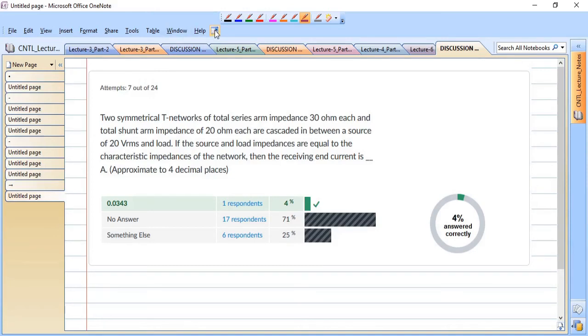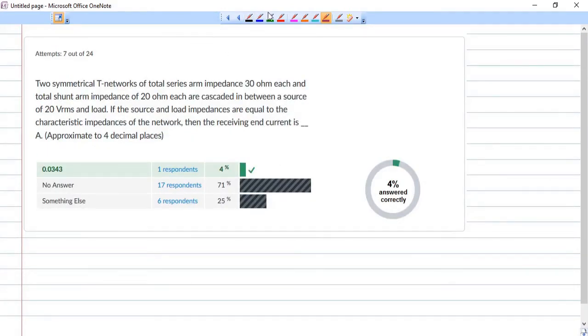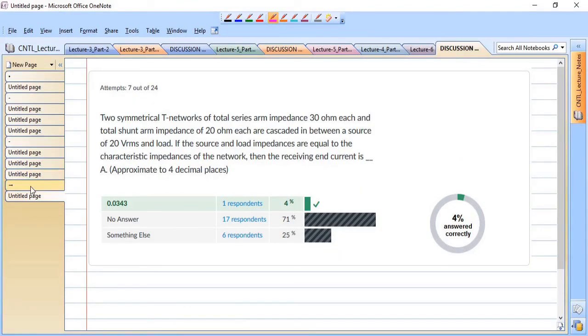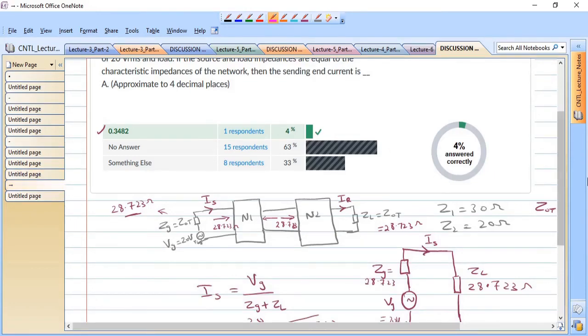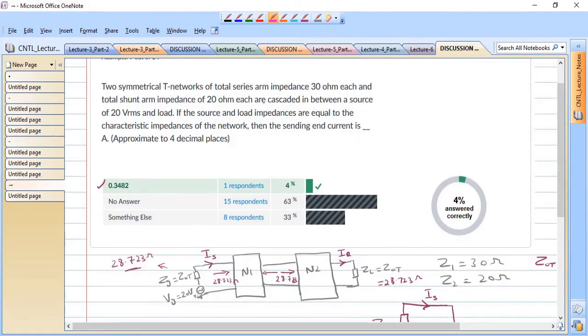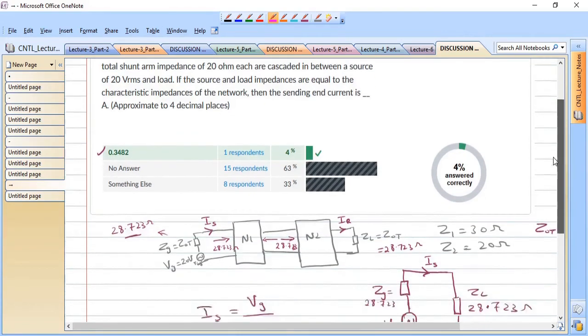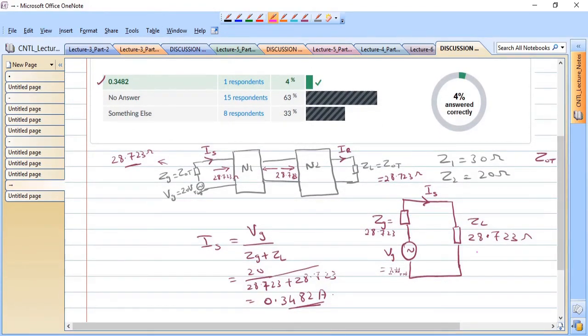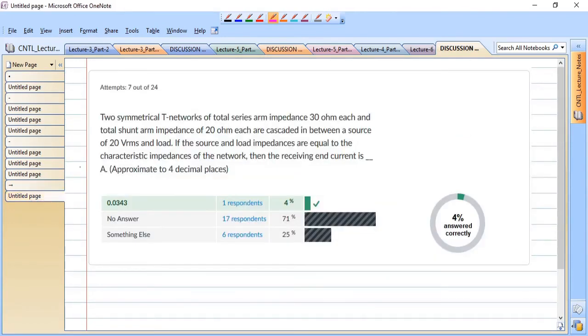The last question is: two symmetrical T networks of total series impedance 30 ohm each and total shunt arm impedance 20 ohm each are cascaded in between a source of 20 volt RMS and load. If the source and load impedances are equal to the characteristic impedance, this is a similar case. So we can take results from this question. For 30 ohm series and 20 ohm shunt, the characteristic impedance is 28.723. So we will use that result.